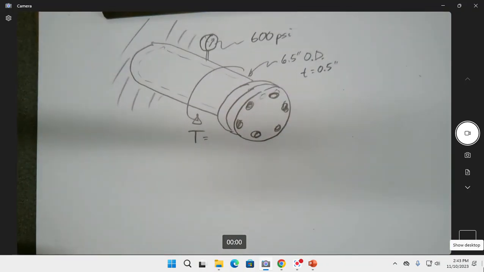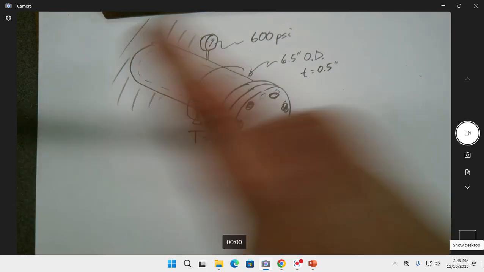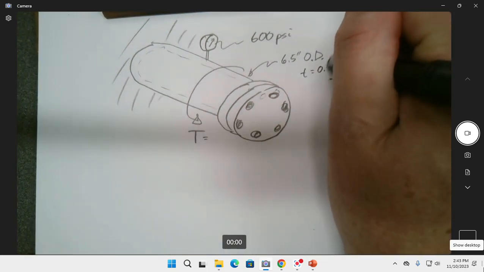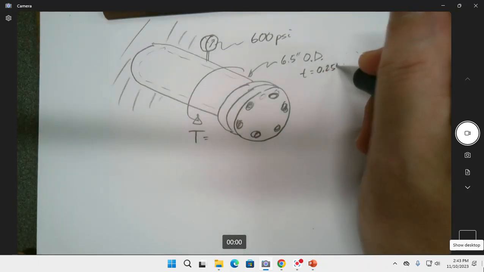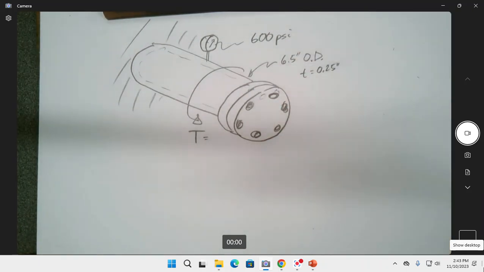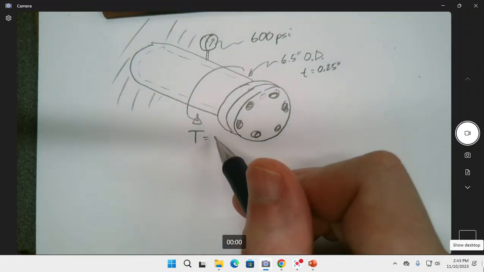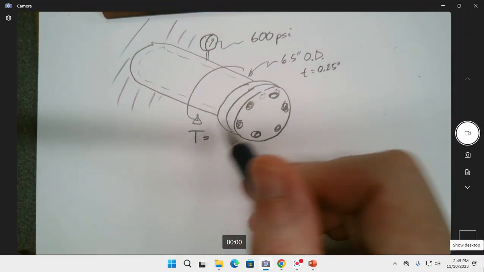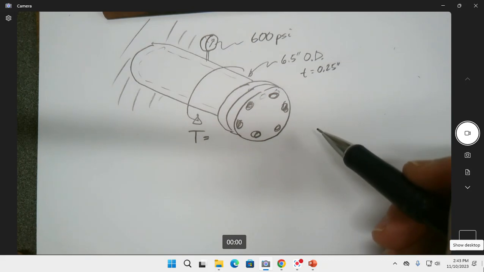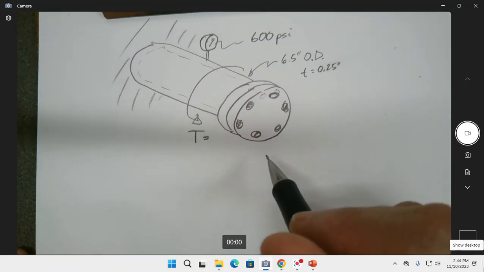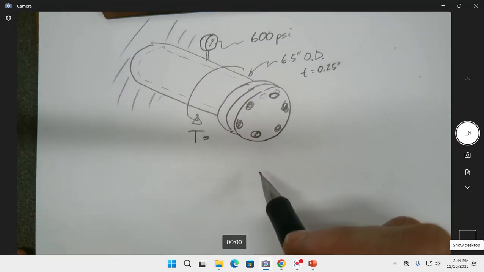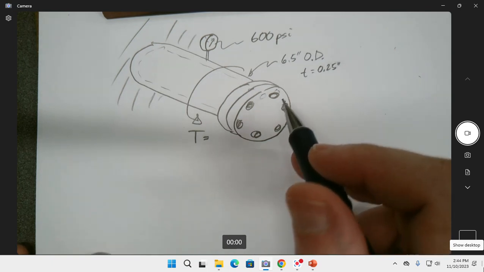But let's see, what is 6.5 divided by 2? No, we want to make this 0.25. Sorry. I want to use thin-walled equations. And so this torque, I could go ahead and say, what's the maximum torque I can put onto this thing? But that would be a jerk move to do on an exam where we haven't done it before. I should have done it in examples and then forced you to do it on an exam. But I haven't yet, so I'm not going to.